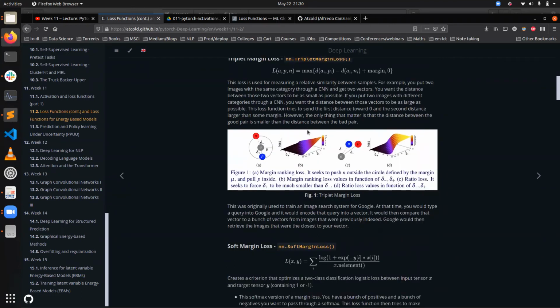Usually, at least for one example I know of, you take an image, the anchor, and then you augment the image in some way, by shearing or zooming in or whatever, and you consider that as the positive. And then you take another random image from your collection and consider that as a negative, and you try to maximize triplet loss in this way.